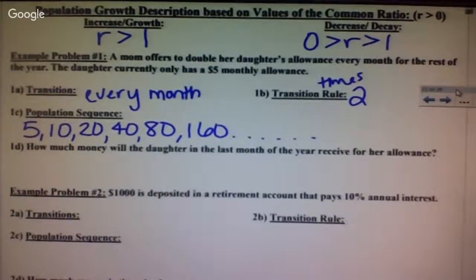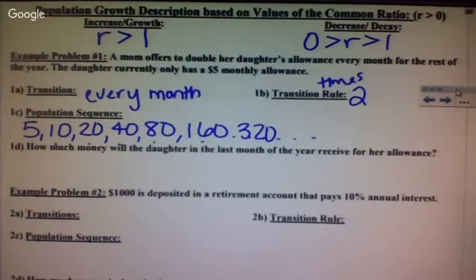How much money will the daughter receive in the last month of the year for her allowance? So we're January, February, March, April, May, June. We've got to go 6 more times. What comes after 160? 320. I'm sorry, we got to go 7 more times because that's your starter.